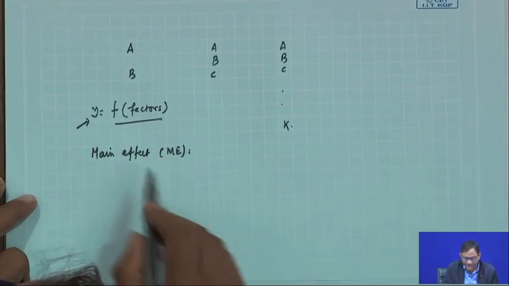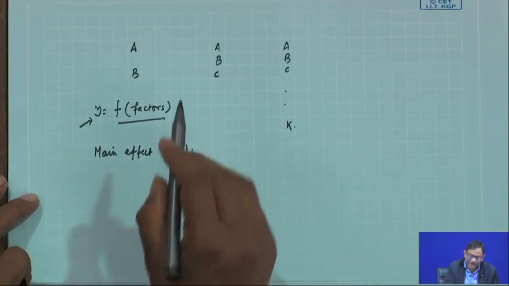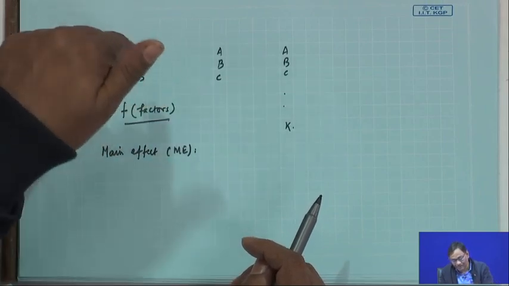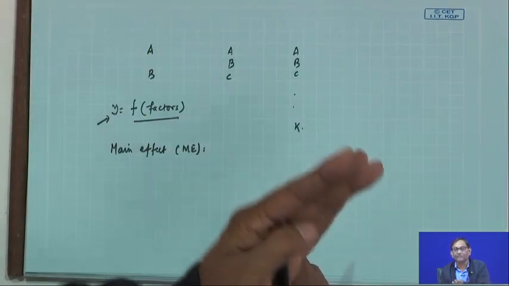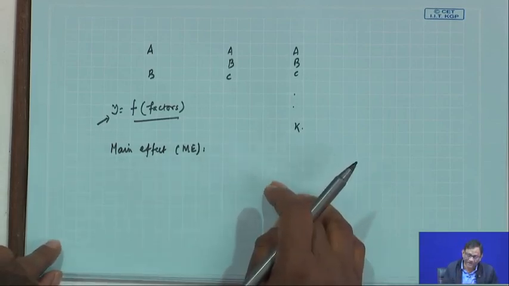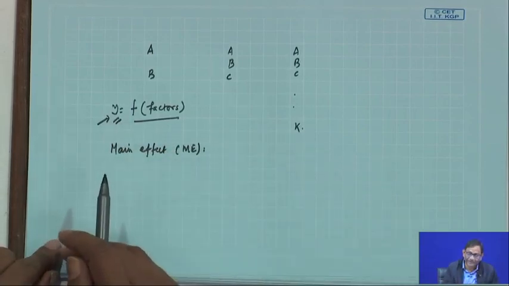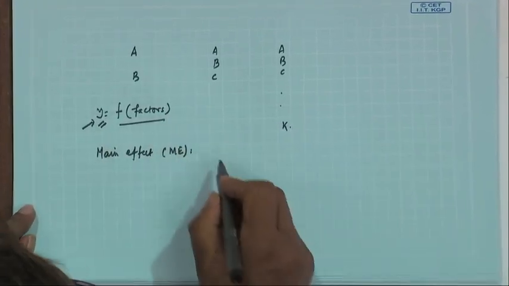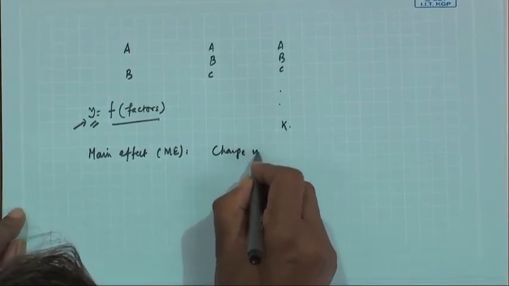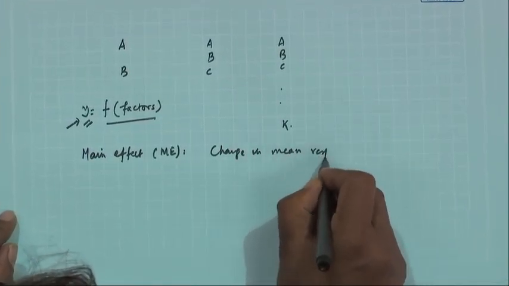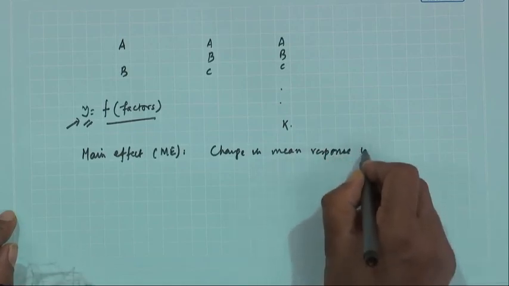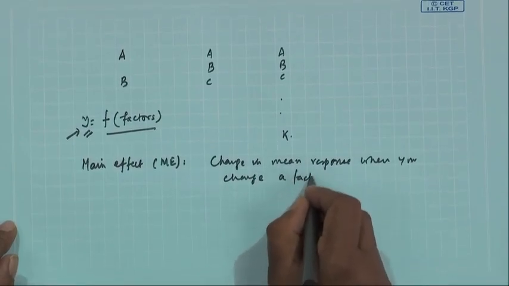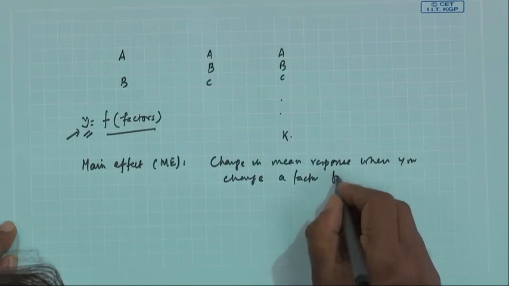Main effect is basically the effect of changing every one factor from one level to another level, primarily from low to high. What will be the change in y? That change means mean change. Okay. So, change in mean of y, change in mean response when you change a factor from low to high, from one level to another.